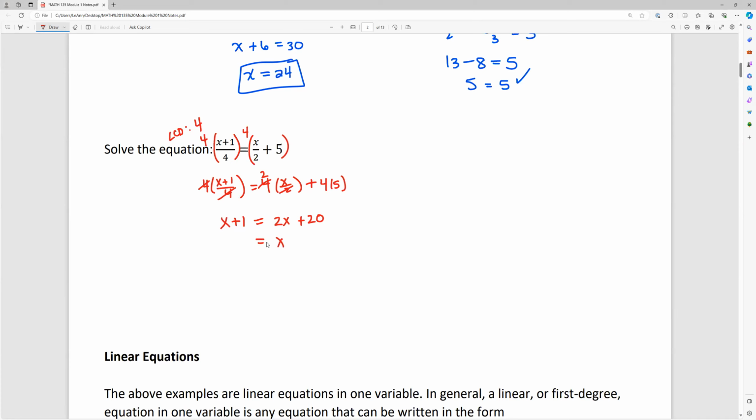So that would just be a 1x. And then I would subtract 20 over to the left side. So that's going to be 1 minus 20, which is negative 19. So there's my solution for that one.